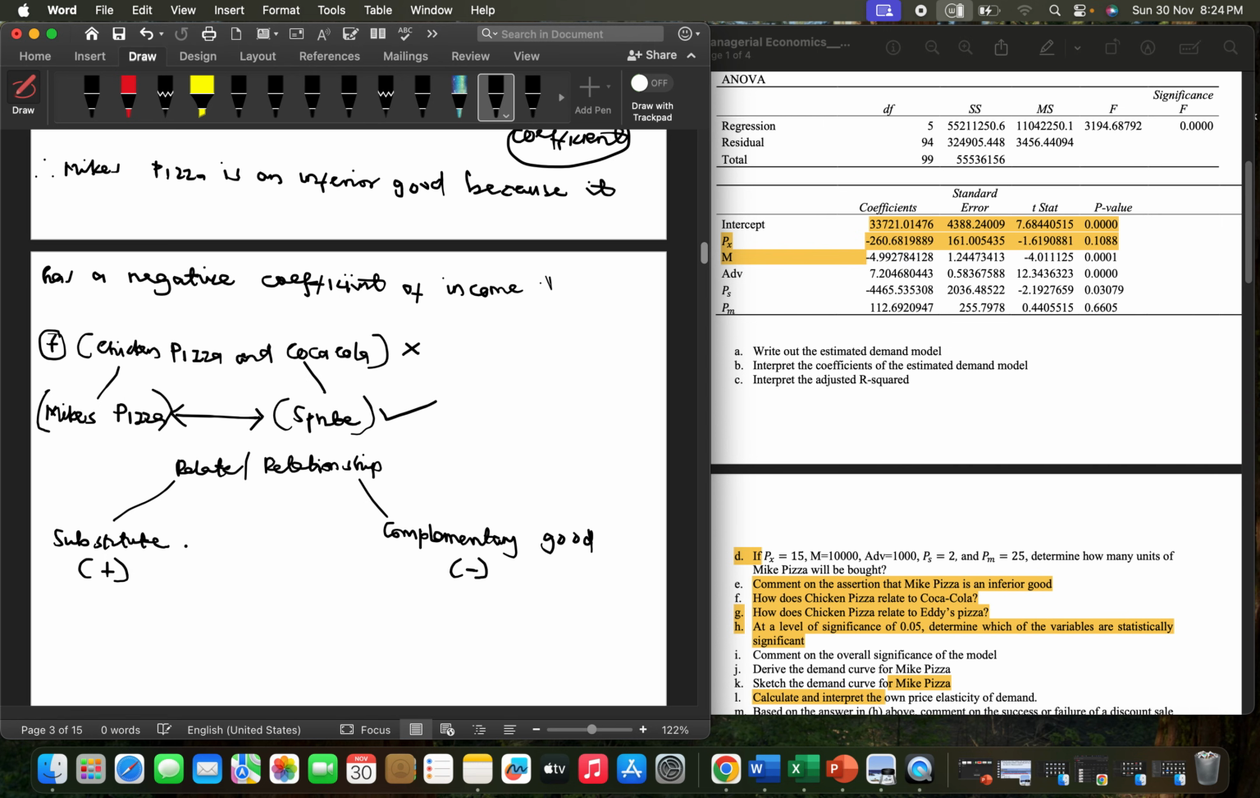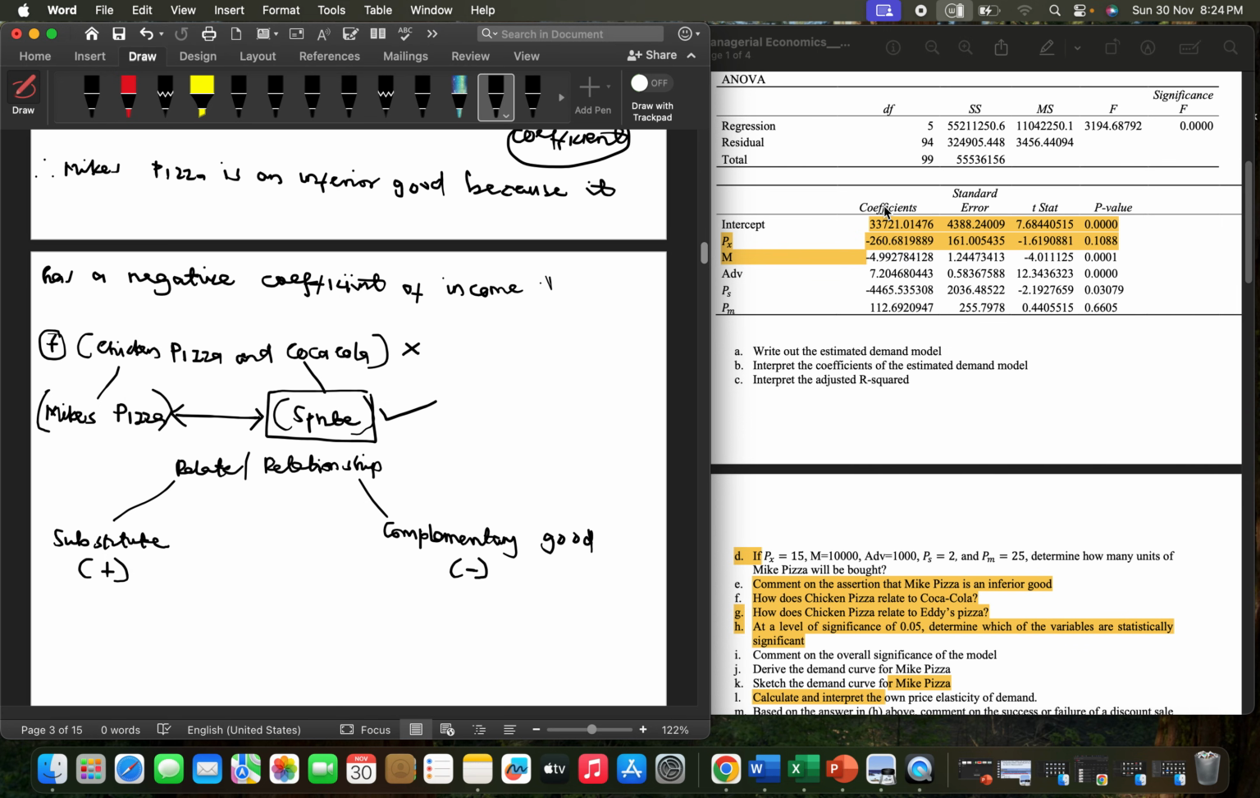So how does Mike's Pizza relate with what? Sprite. So Mike's Pizza is the actual product in question. How does Mike's Pizza relate with Sprite? Whenever they use relate, that's what we call a relationship. So we use substitute and complement. So you focus on the second item's coefficient. The second item here is Sprite. So you focus on the Sprite coefficient.